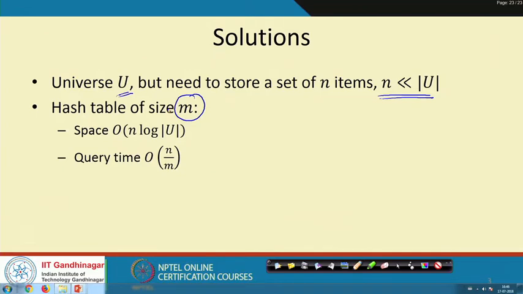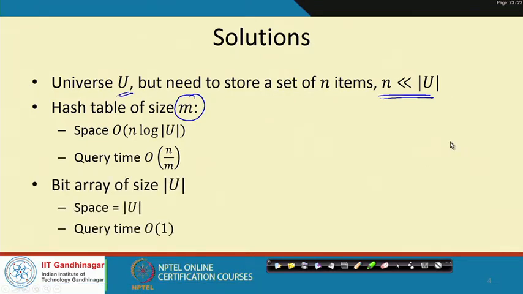Your query time, however, is going to depend on your hash table, right? And if you happen to use at least a nice hash function, then your query time can be order n by m. You cannot hope to make it much smaller than this, right? Because this is the average load factor, and in expectation every entry of your array of size m has this much load.